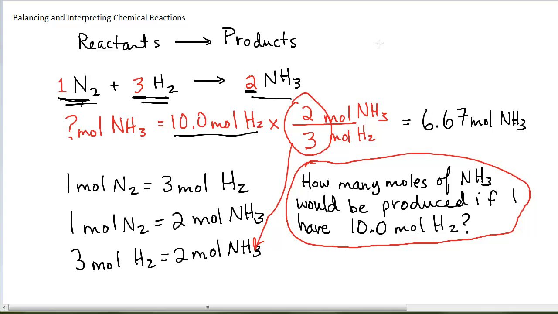We call these mole-to-mole conversion problems using the stoichiometry of the reaction. And this mole-to-mole relationship we've seen earlier. This is a very important relationship in chemistry.